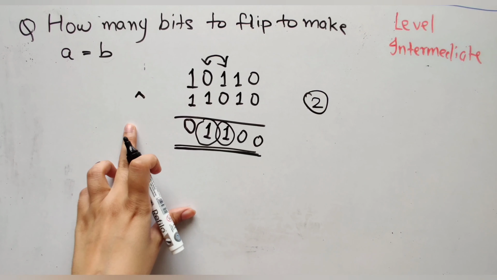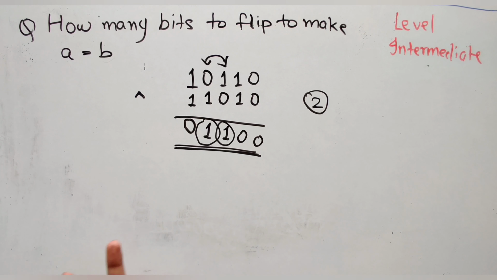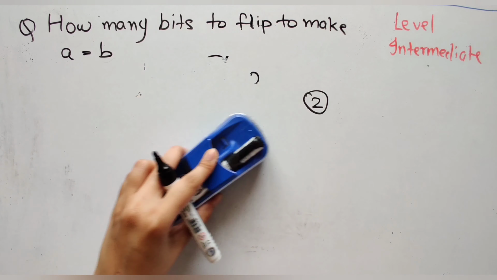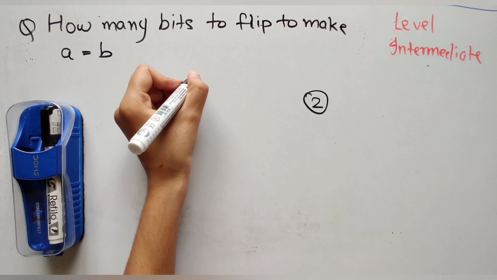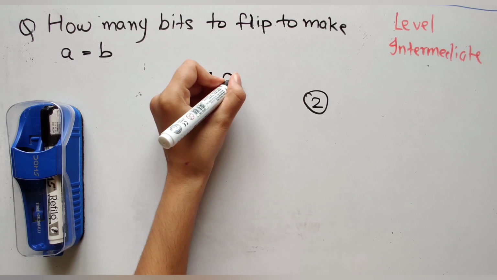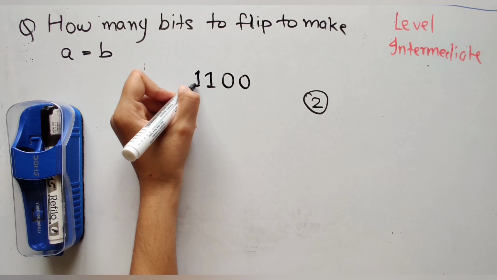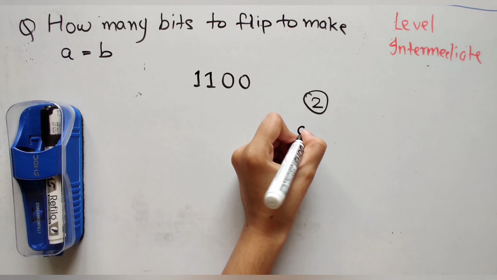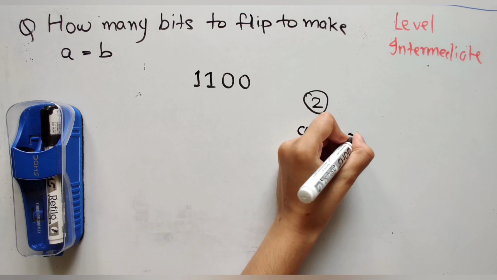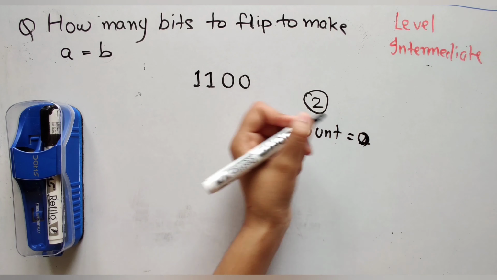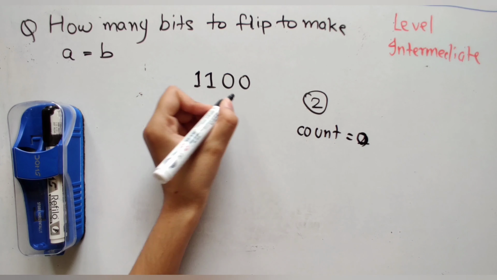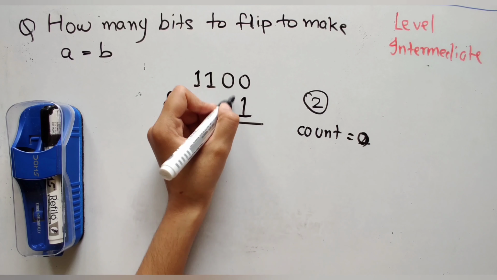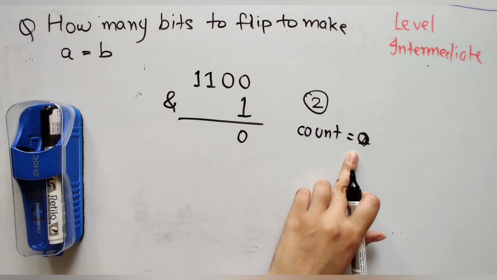So now, we have done XOR, we have got this far. But how do I know how many bits are set in the binary representation? So let's say the number was 1100. I need to count how many bits are set in this, how many bits are 1. So what we'll do is, we'll initialize the count to 0. And then we'll start doing AND operation with 1. What is the result of this? It's 0. So you don't need to increment your count.